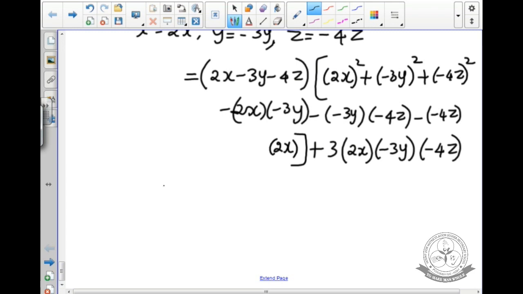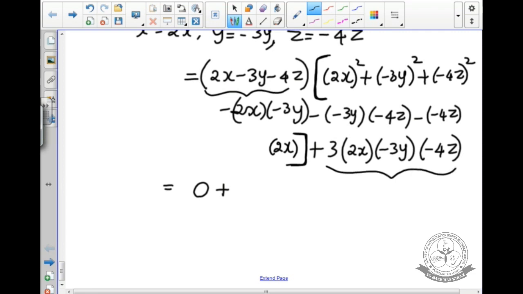So we know that the given value 2x plus minus 3y minus 4z will be 0. So 0 multiplied by any value, you will get 0. So these two terms, 0 into this term, you will get 0. So no need to find the values. So plus 0 plus 3 into this value only you are going to find.